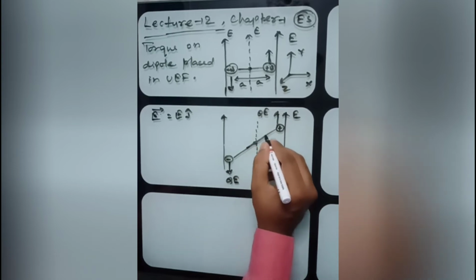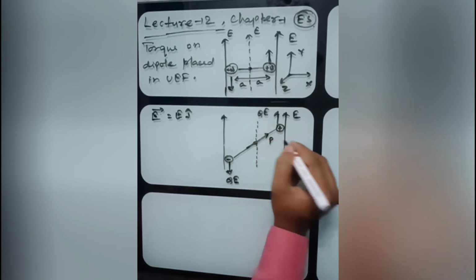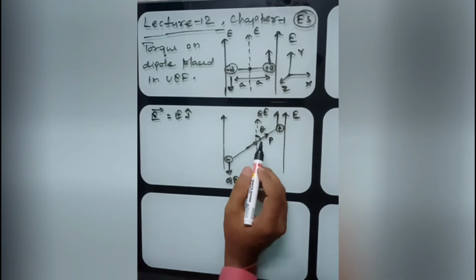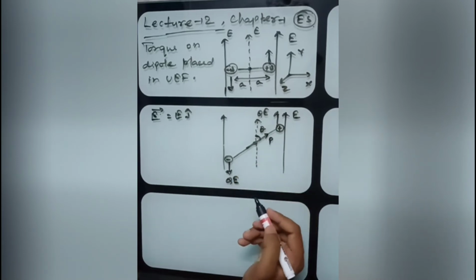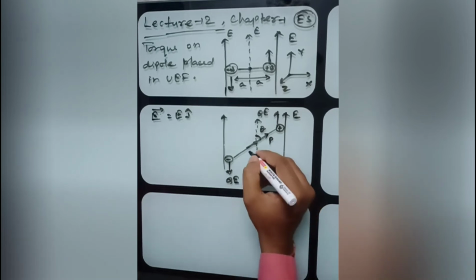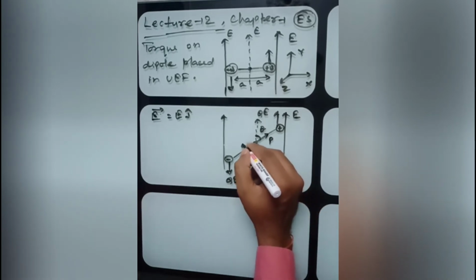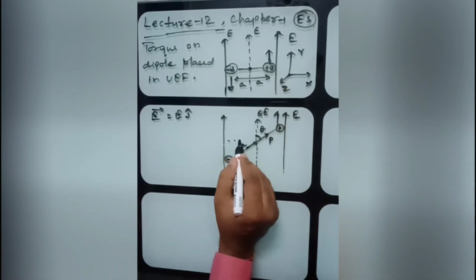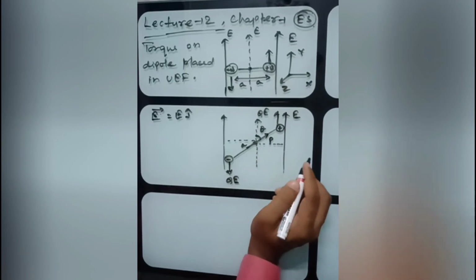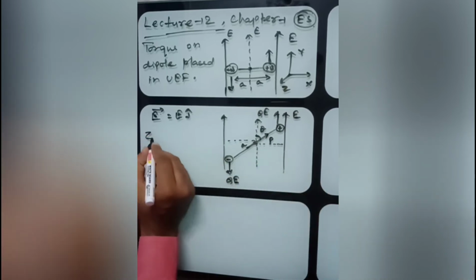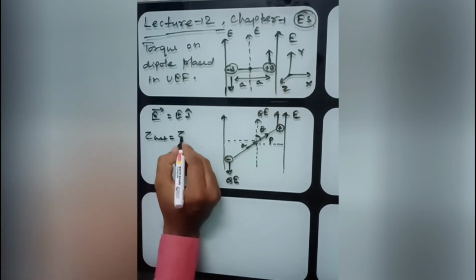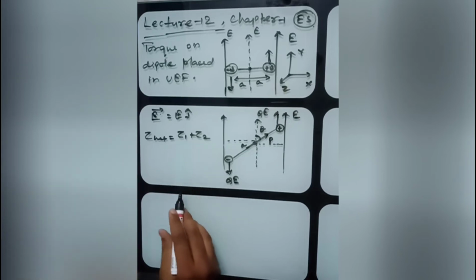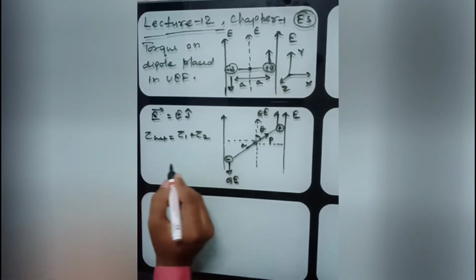Suppose from minus to plus, a dipole moment P makes an angle theta with the electric field. This is the direction of the electric field, so this makes an angle theta with the electric field. This length was a and this length was also a. Now student, the net torque tau net will be the sum of torque tau 1 and tau 2, that is due to the positive charge and due to the negative charge. Here I am writing the net torque.